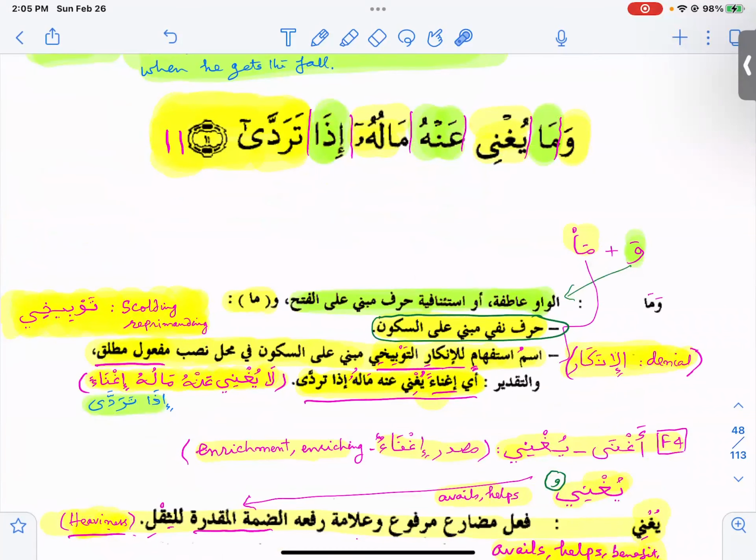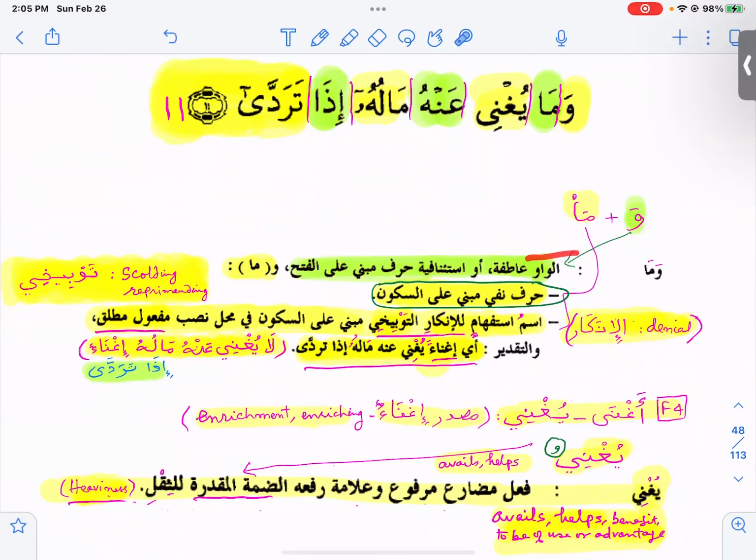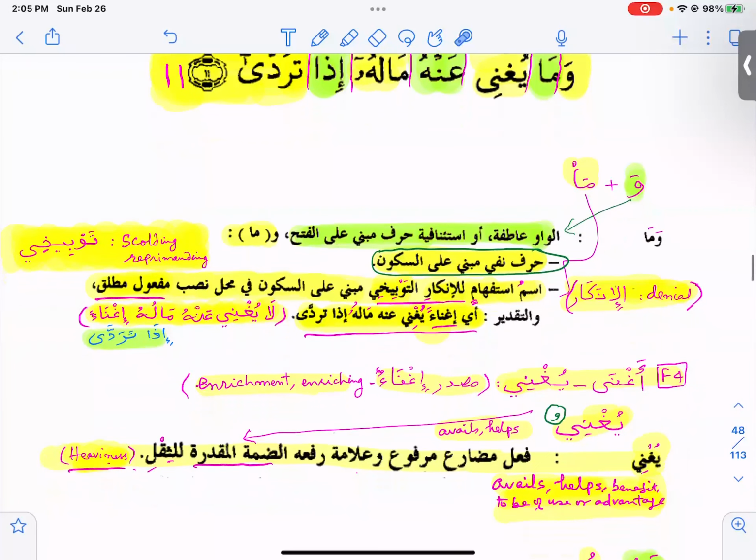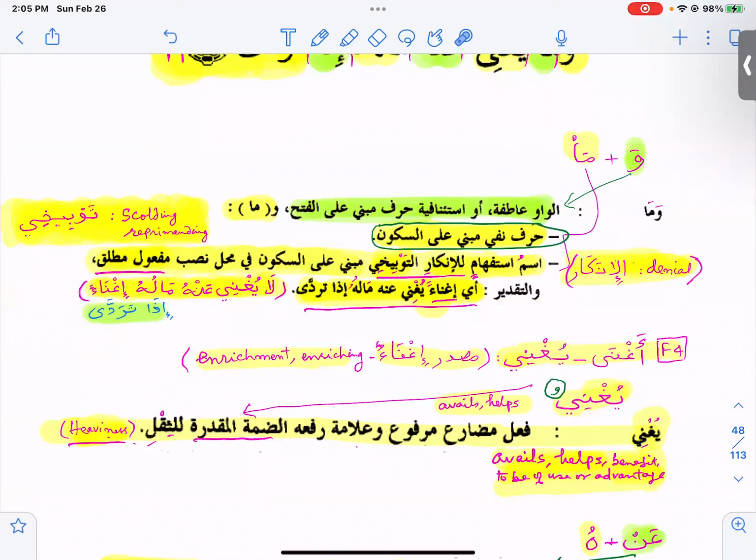So now we try to see here harfu atfin or istinafiyatu. It can have both meanings. I prefer istinafiyatu, new sentence. Ma harfu nafiyin mabin ala sukun. Fine. Or it could be ismu istifham lil inkari tawbikhi mabin ala sukun fi mahalli nasb mafulun mutlak. Yeah. Now, how are we going to figure out that this is mafulun mutlak? I'll explain to you. I did some homework. You will like it, inshallah.